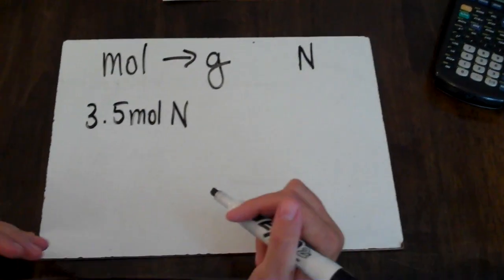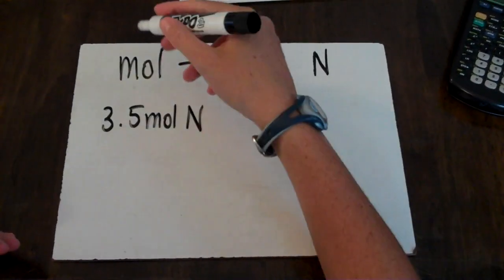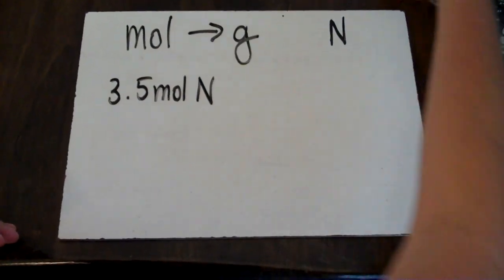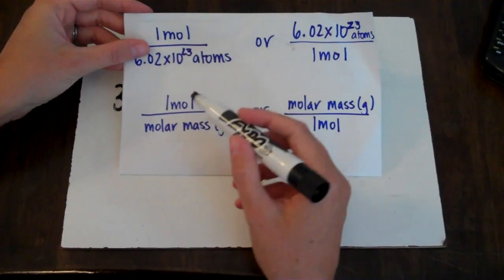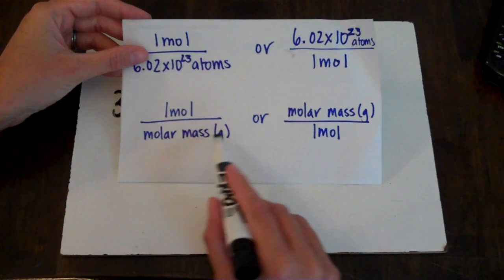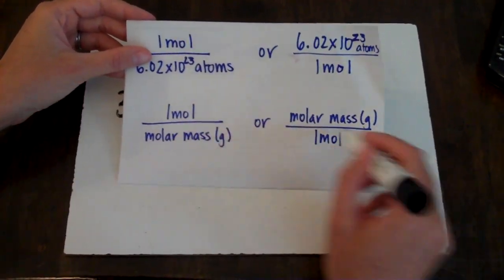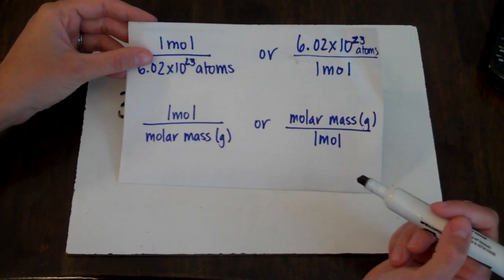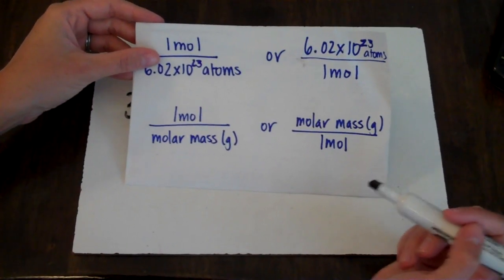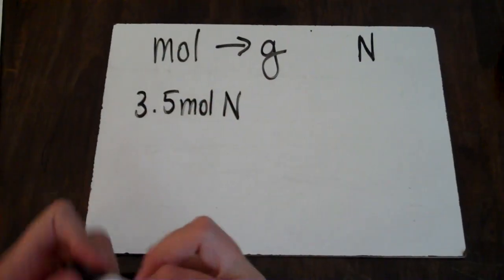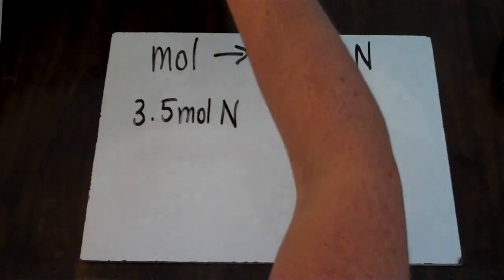So now we need to figure out how we're going to go from moles to grams. And if we look very closely, we realize that we can use the molar mass in grams along with the moles to get our answer. We'll talk about which one of these we're going to pick in a minute, but first we need to find our molar mass. And if you remember, the molar mass of anything we can find on the periodic table.